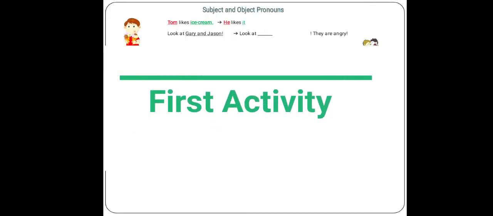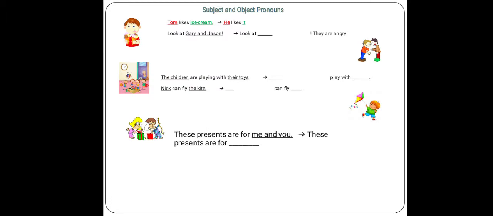First activity, let's try to do this together. So here we have some sentences. Let's try to find what is the subject of the sentence, what is the verb, what is the object, and how can we transform the nouns of the sentences into pronouns. So we have the first sentence: Tom likes ice cream. So as you see, Tom here is the subject of the sentence, likes is the verb, and what does he like? He likes ice cream. So ice cream is the object of the verb.